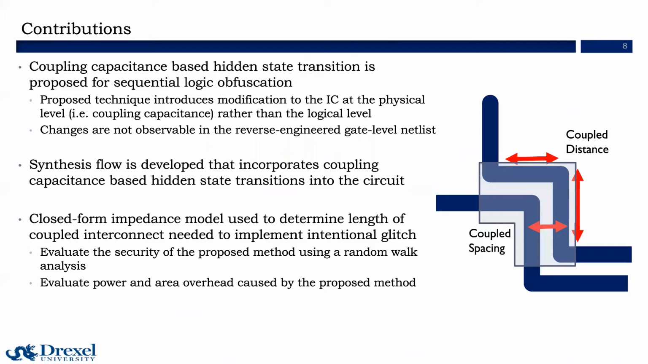In this paper, we propose a coupling capacitance-based hidden state transition for sequential logic obfuscation. The proposed technique introduces critical modification to the IC at layout level rather than logic level, so the changes aren't seen if the IP is reverse engineered into a gate level netlist. A synthesis flow is developed to implement the hidden state transition in a circuit, and a security evaluation is also done using a random walk-based analysis.